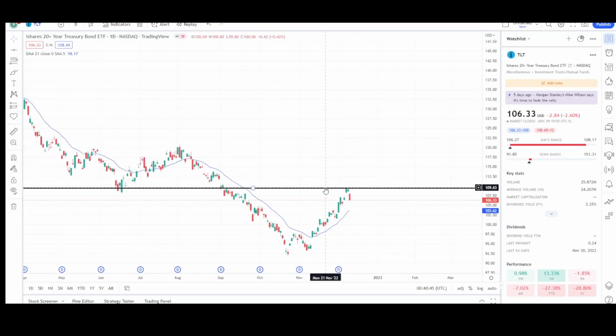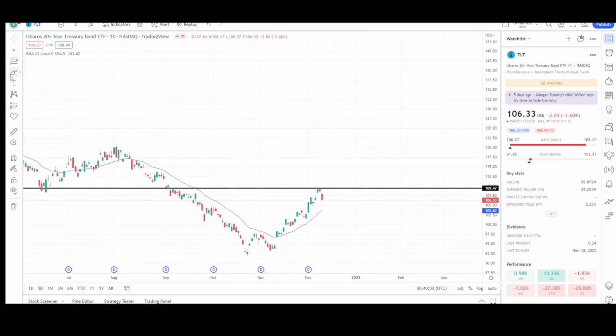And we were also overextended. You can see how when we get far away from the EMA, we pull back to it, and it also works for the longs too. So we were far away from the EMA. Now it looks like we're pulling back to it. So looks like we're coming back to this 103 level.